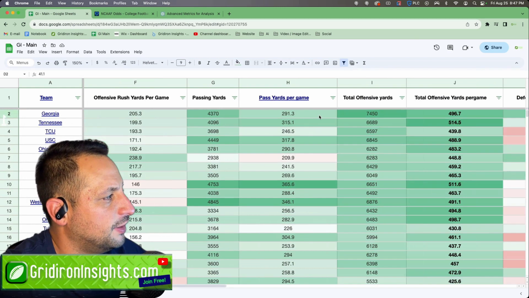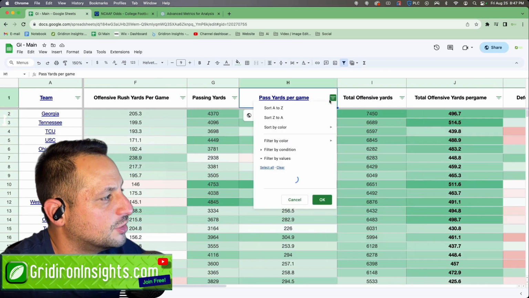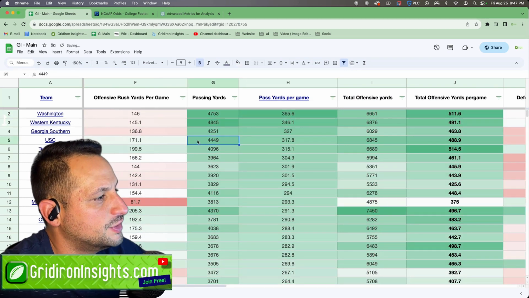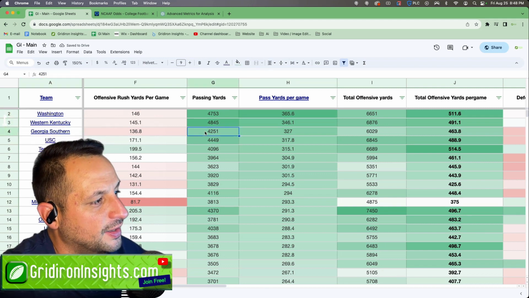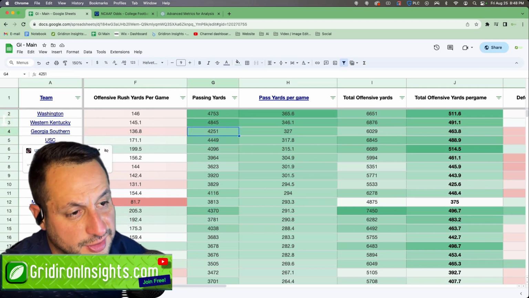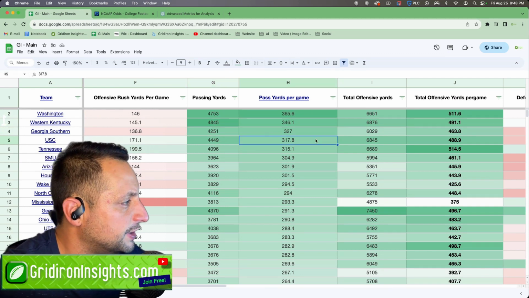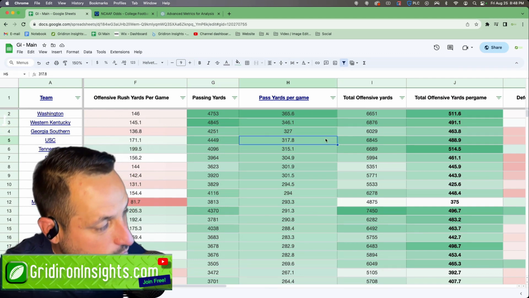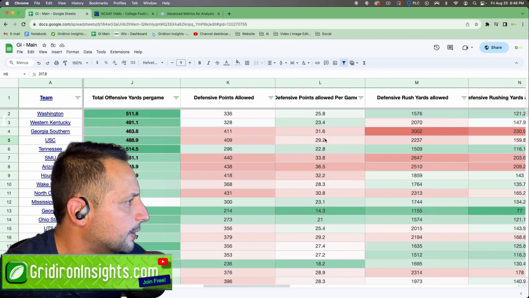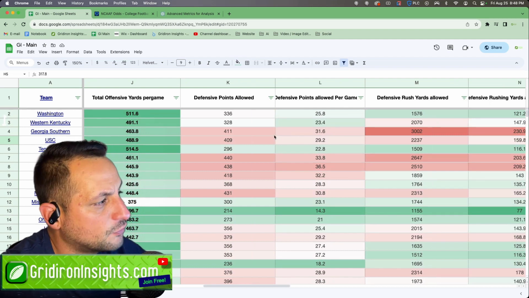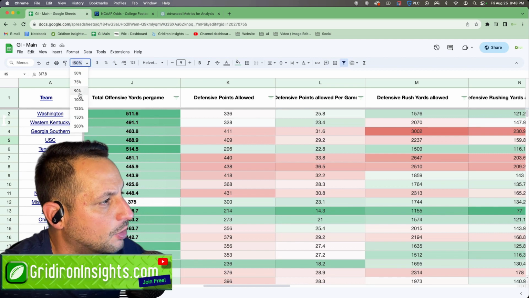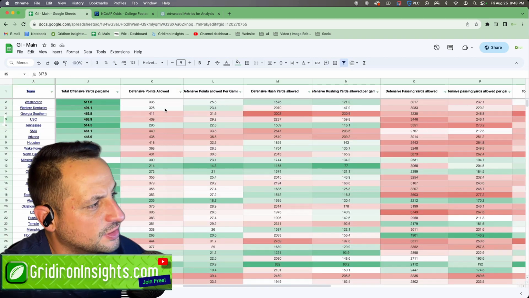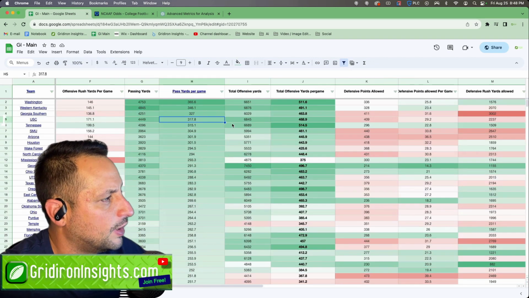When I'm looking at other metrics, such as pass yards per game, we're going to see Washington was on top, Western Kentucky, and then Georgia Southern, and then one of the teams that we're going to see tomorrow, which is USC, and Caleb Williams, one of the Heisman frontrunners. The great thing is, of course, we're looking at offense and defensive tables. I'm just going to make this a little smaller, but using conditional formatting makes it a great way to see how balanced teams are efficiently.